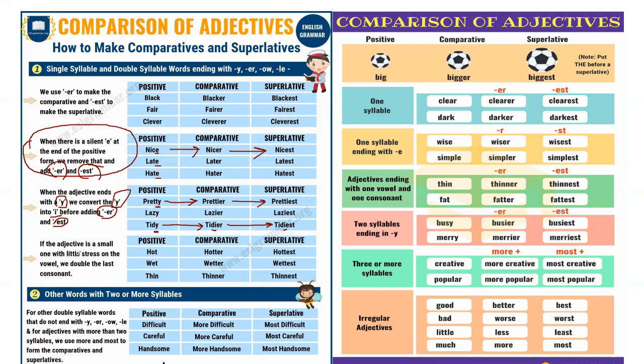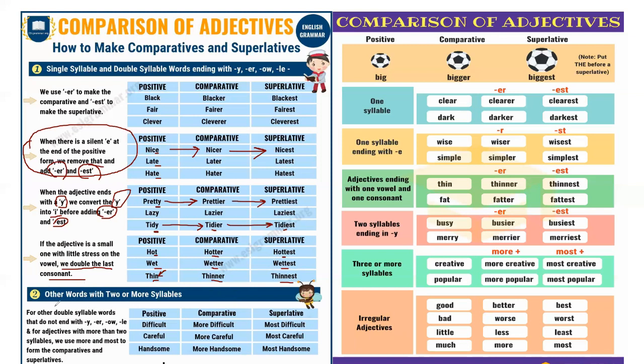You also have to make sure that if the adjective is a small one with a little stress on the vowel, you have to double the last consonant. So as you can see, hot becomes hotter and hottest, with a double T. Wet, also double T, becomes wetter and wettest. Thin becomes thinner and thinnest. Only for some sounds that have a little stress on the vowel, you have to double the last consonant. Okay, so that's the idea.